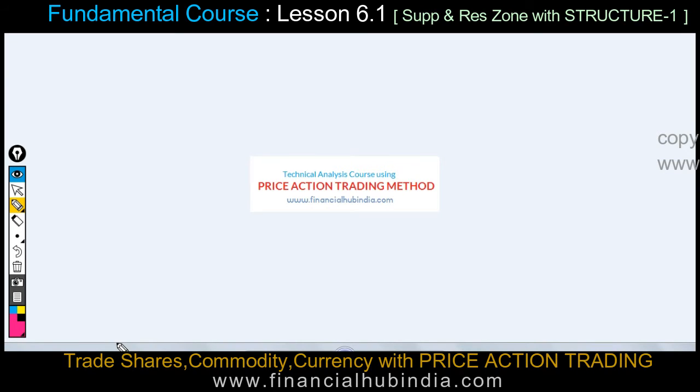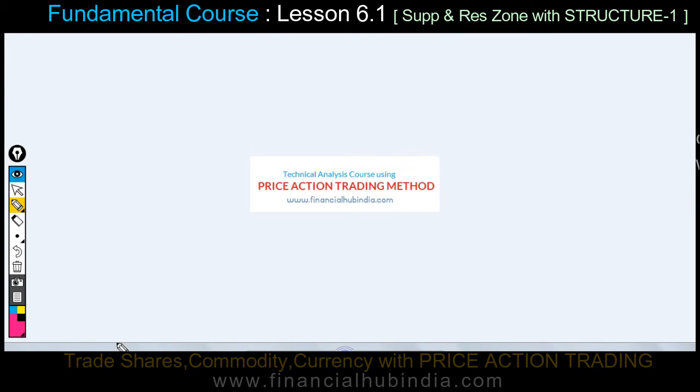Now we want to sell on the resistance areas because we count it as a resistance area only when we have seen the sellers are in control in that particular area. We don't want to be with the buyers anymore, and now we want to leave the buyers and join the sellers from there. Hopefully it's clear.